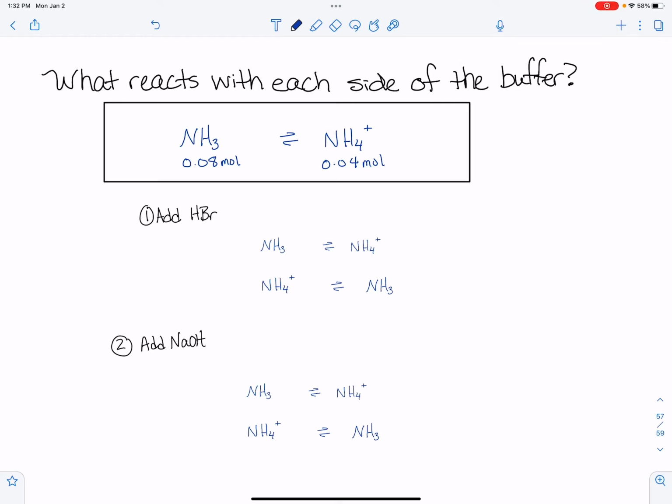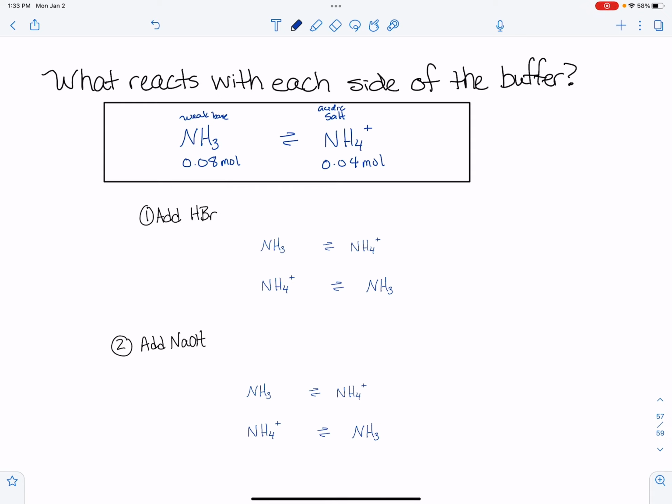So you'll see this explanation when I actually do the math with this also. But when you have a buffer, you have something that's weak. In this case, I have a weak base. And then you have something that's a salt. And the salt is going to be like the opposite. So it's going to be an acidic salt.